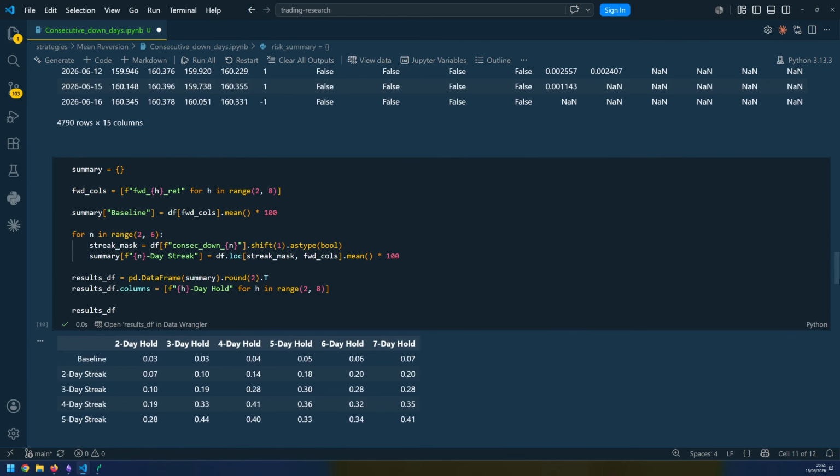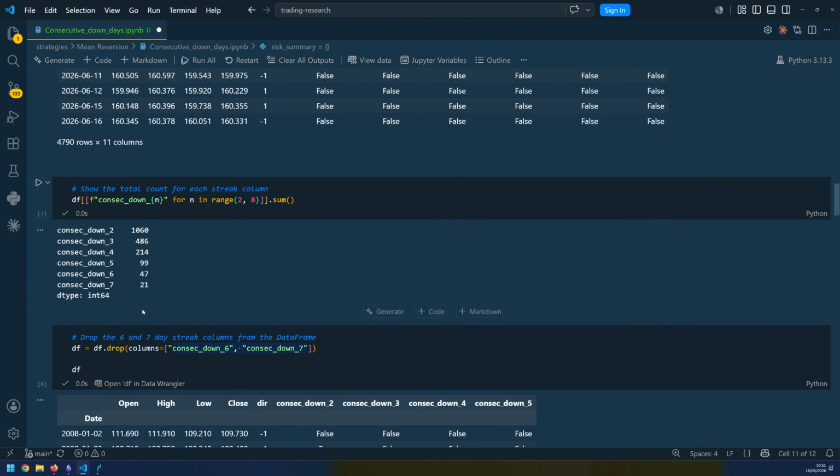But if we go back up to the top here, you remember the count of each of those patterns. The 5-day streak only occurred 99 times, whereas the 3-day streak occurred almost 5 times as much, and the 2-day streak occurred 10 times as much. So this is a balance of quantity versus quality. Sure, I could go for that best outcome, but if I'm going to get 99 trades over an 18-year period, then it's not really going to be worth it. So that means that I need to pick one of these patterns. I need to decide how many consecutive down days I want to use as my entry signal.